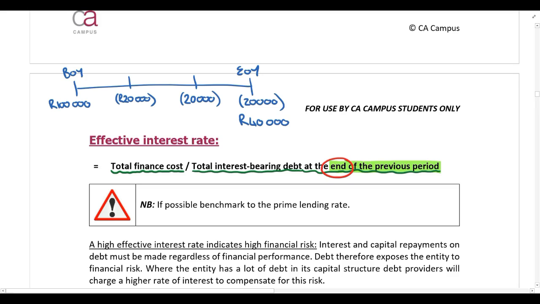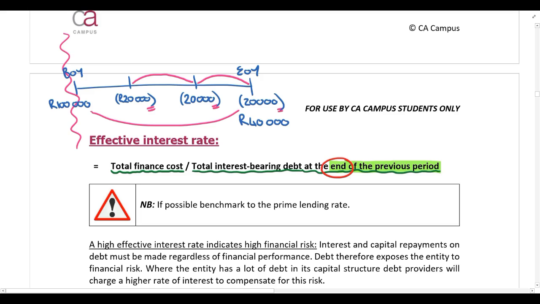Now, guys, if we are trying to calculate the interest expense or the finance cost for this year, it doesn't make sense to use the opening balance because every time the company makes a payment, the interest expense is going to drop. So after this point, the interest will be based on 80,000 Rand. At this point, interest will be based on 60,000 Rand. So now it makes sense to rather use an average.